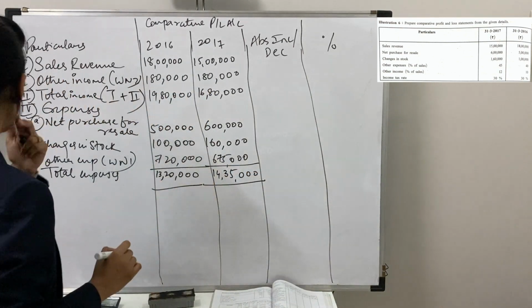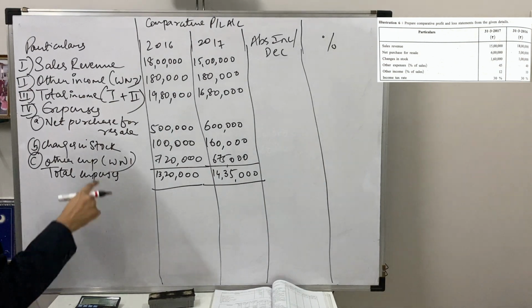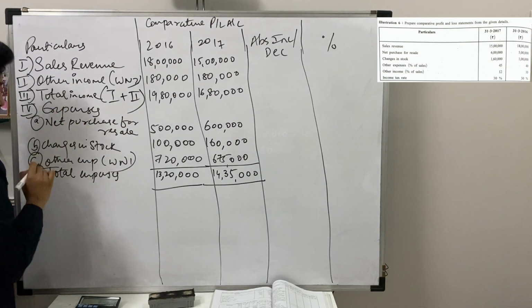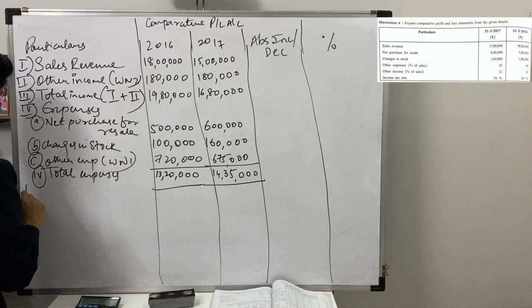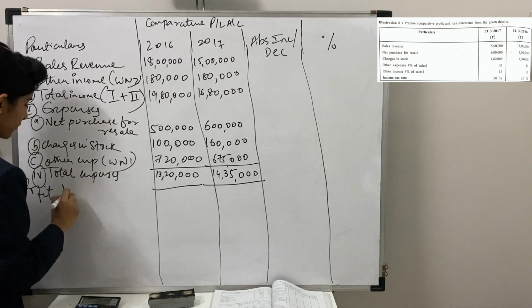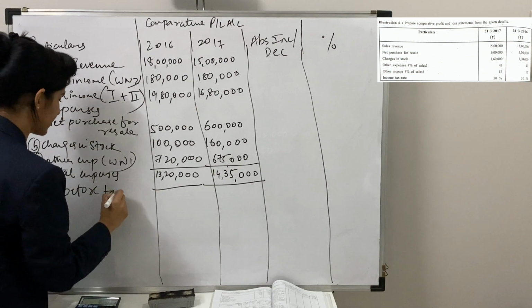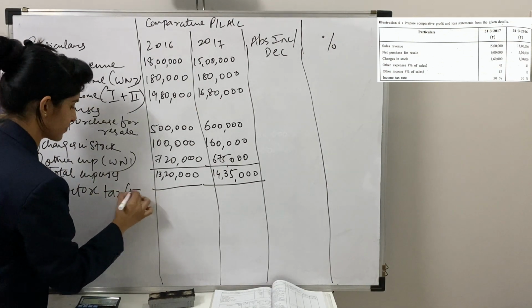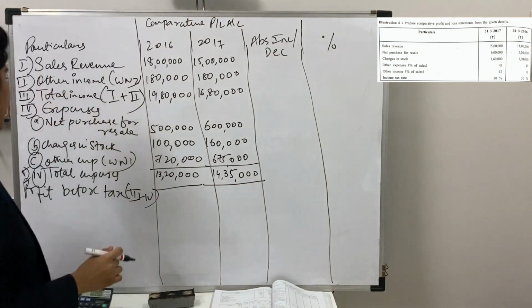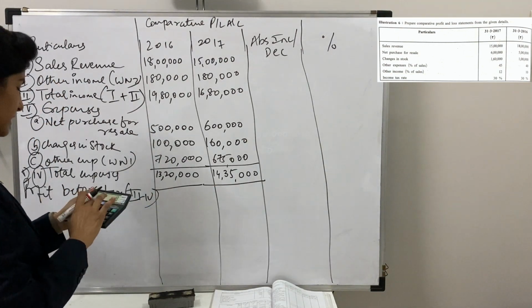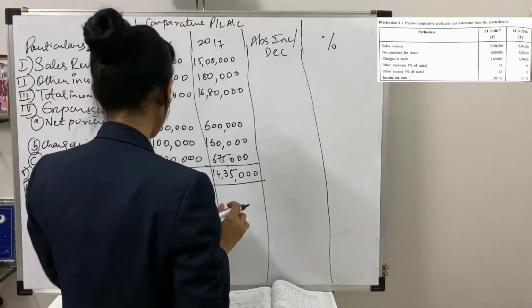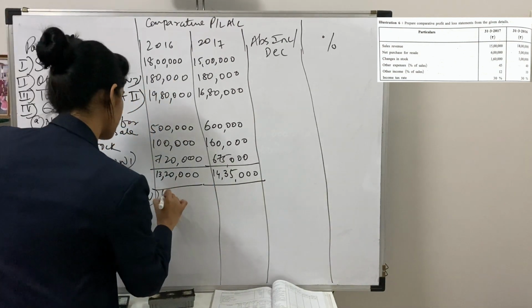Now, what is the next thing we have to follow in the format? It is your third minus your total of fourth, which will give us profit before tax. So fifth is our profit before tax, which will be equal to third minus fourth. So we'll calculate in the calculator. Your third was 19,80,000 minus 13,20,000. We'll get 6,60,000.